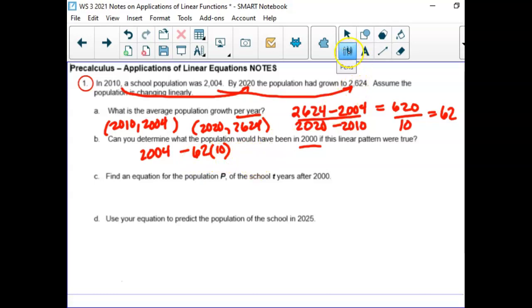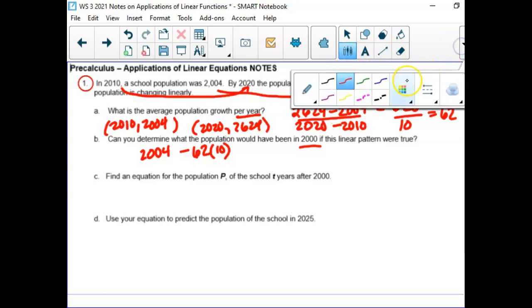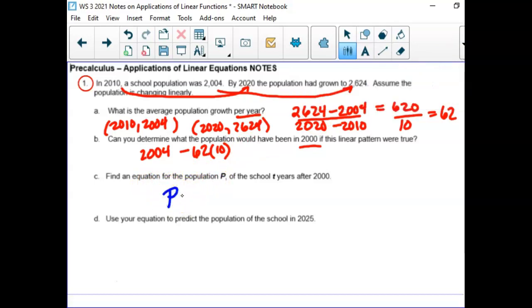We're going to do this with an equation in a second. Let's try to find an equation here. It says write an equation of the population, P, in terms of T, the years after 2000. Oh, years after 2000. Okay.